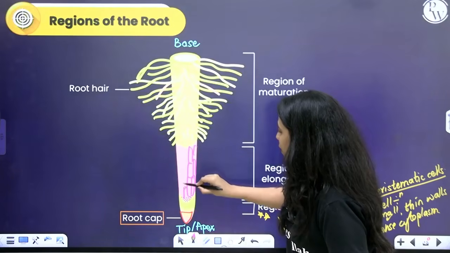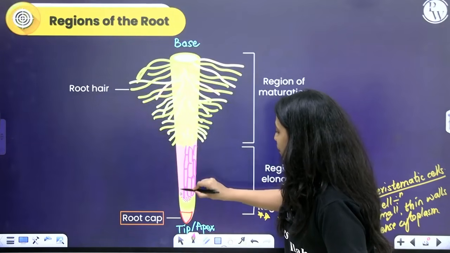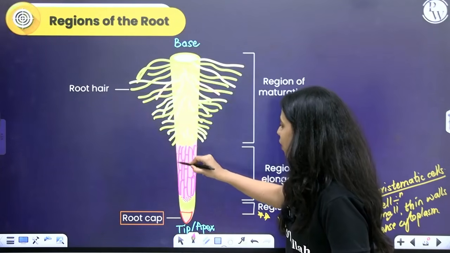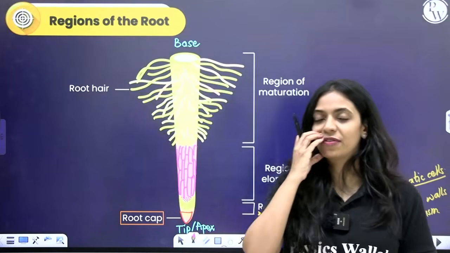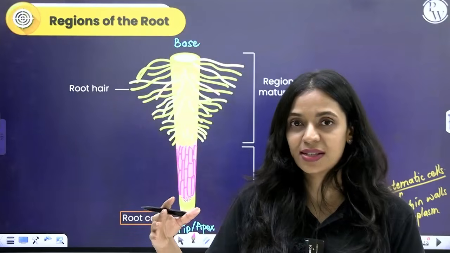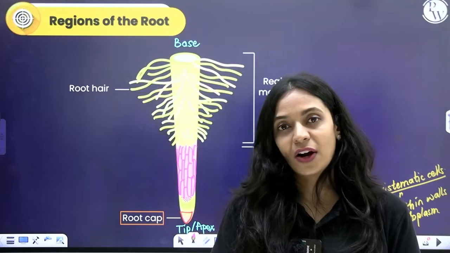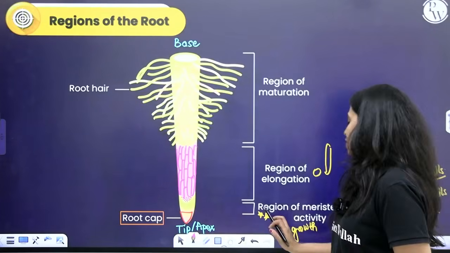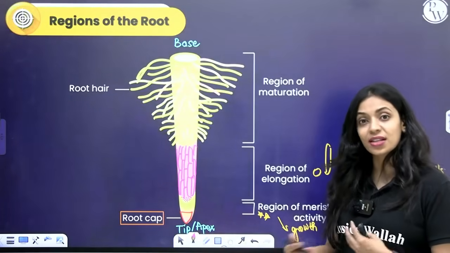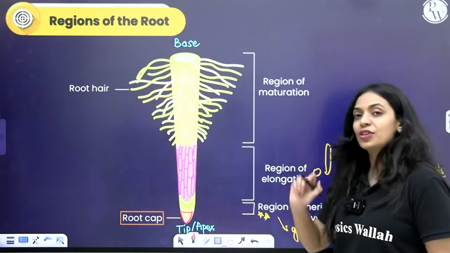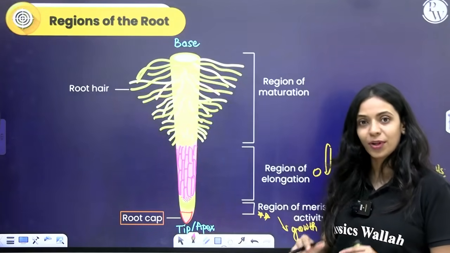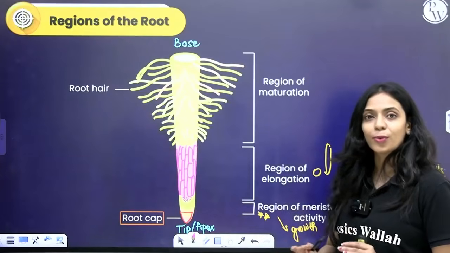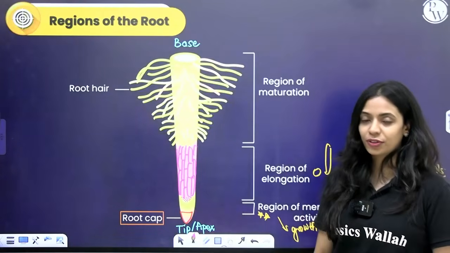Any organ or any part of the body can grow when there is an increase in the number of cells or when there is an increase in the size of cells. If 100 cells remained 100 cells and they increased in size, even then growth will happen. If 100 cells became 200 cells, then also growth will happen. Over here in the region of meristematic activity, growth is happening because there is an increase in the cell number. In the region of elongation, growth is happening because there is an increase in the cell size. Both of these are contributing to the increase in length of the root.